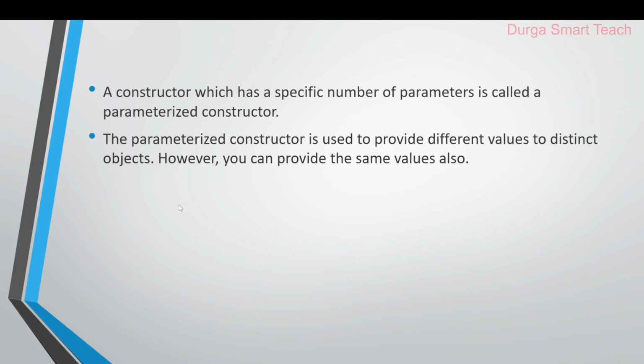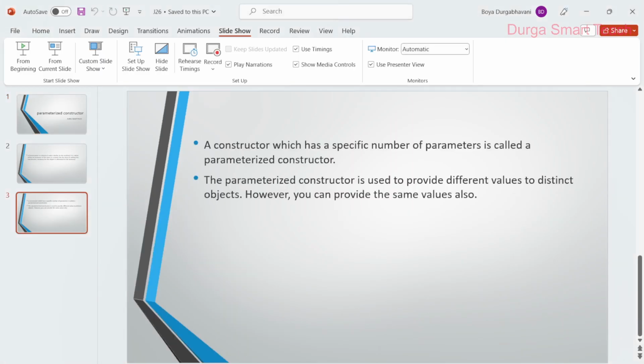For example, we have two objects A and B of the same class, but we can pass different values. For example, I want to add two numbers, 10 and 20. While creating the next object, I will give 20 and 30. So we can change the values. However, you can provide the same values also. I will explain this with an example program.